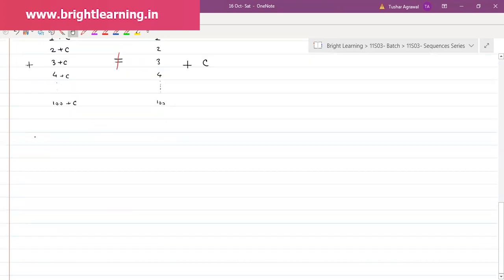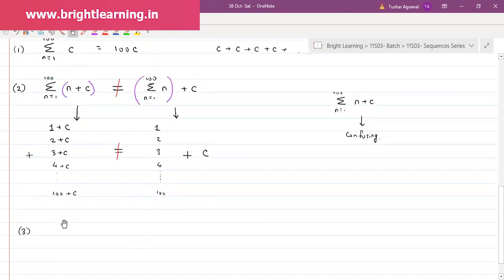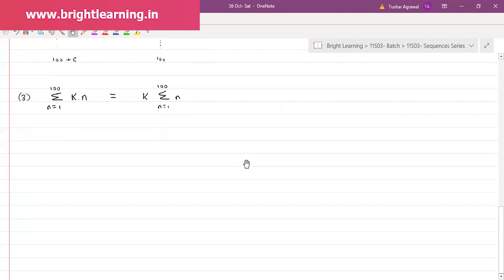After that, could you scroll down, sir? The summation of, let's say, k times n, where n varies from 1 to 100, is equal to, so I can take k outside the summation sign, k times the summation of n, where n varies from 1 to 100. Shall I scroll down, sir? Yes, sir. Done.